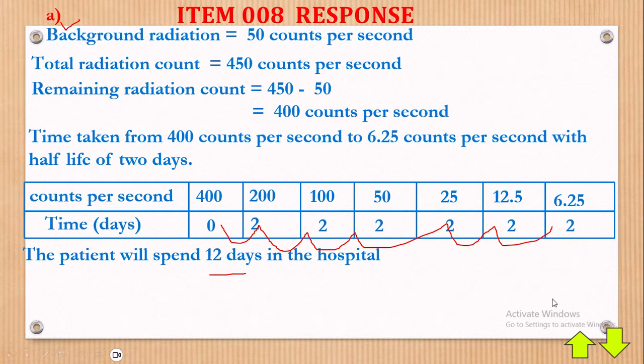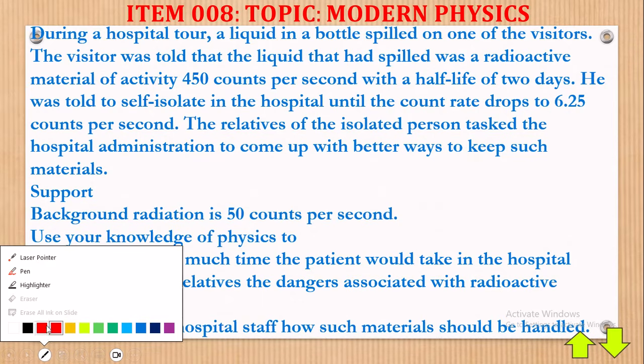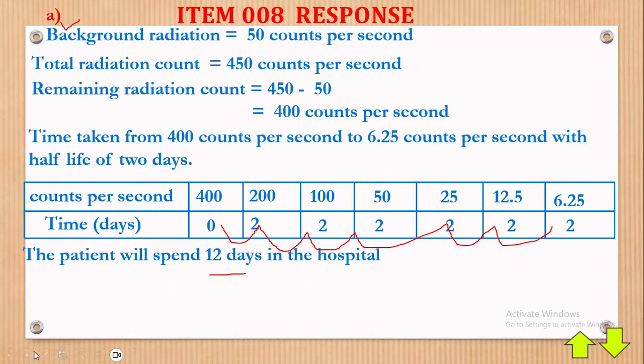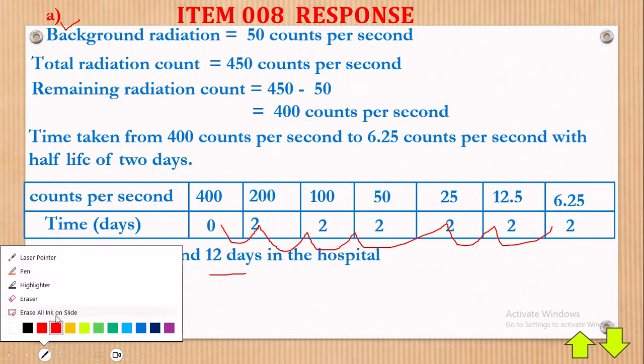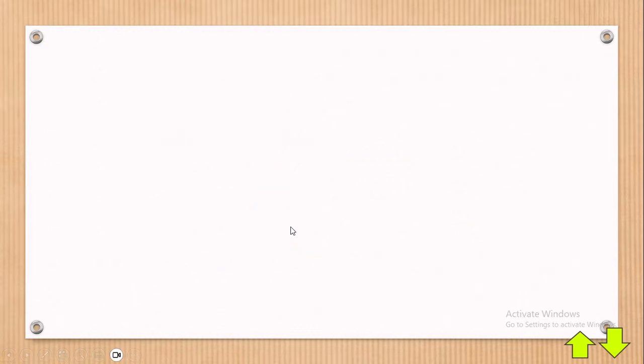Let's go back to the question. What do they want? So again, they are saying part B: explain to the relatives the dangers associated with the radioactive materials. Now I want to know, do you think the radioactive materials are dangerous? Of course, we all know they are very, very dangerous. What are those dangers? Let's first get them listed here, and we get to know what we are meant to do. That's our part B.